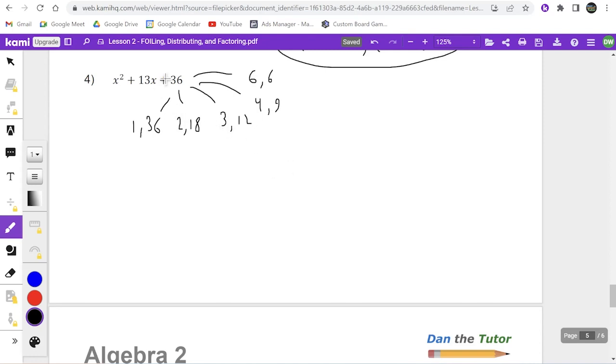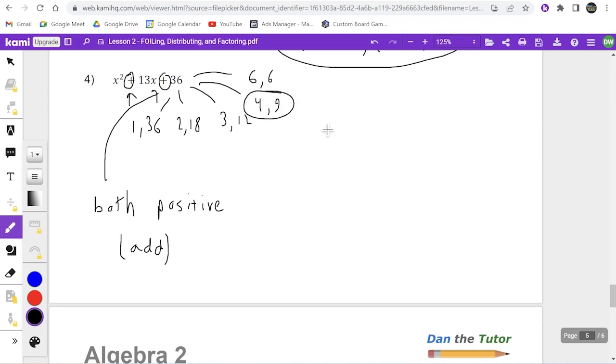That's a lot. And this plus sign right here means they're both either positive or negative. And since this sign is positive as well, it means they're both positive. If that was negative 13x or minus 13x, then they'd be both negative. And that's how you know. So anyways, both positive means we're adding these together. And I just have to add up to 13. So 1 plus 36 is 37. That's not right. 2 plus 18 is 20. That's not right. 3 plus 12 is 15. That's not right. 4 plus 9 is 13. There we go. So 4 plus 9 is right.